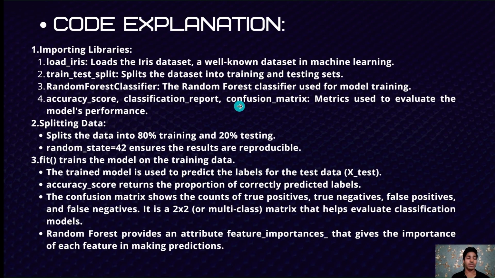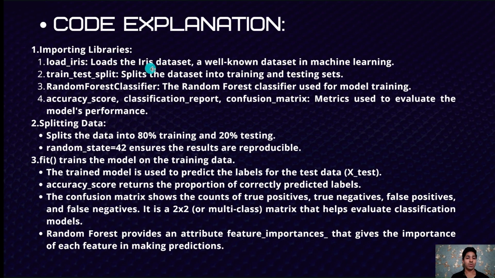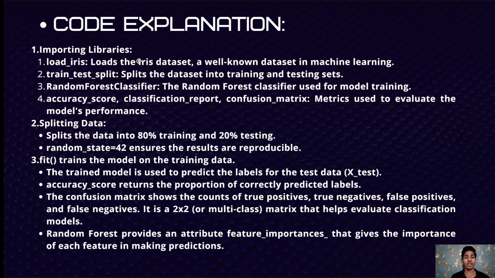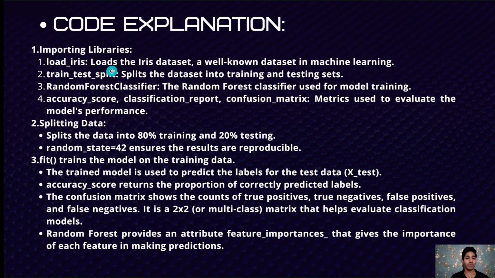And here is the explanation for the previous code, in which we import libraries. First, load_iris, which loads the iris dataset, a well-defined dataset in machine learning. Second, we have train_test_split, which splits the dataset into training and testing sets. Third, we have RandomForestClassifier, imported from sklearn ensemble. The random forest classifier is used for model training basically.